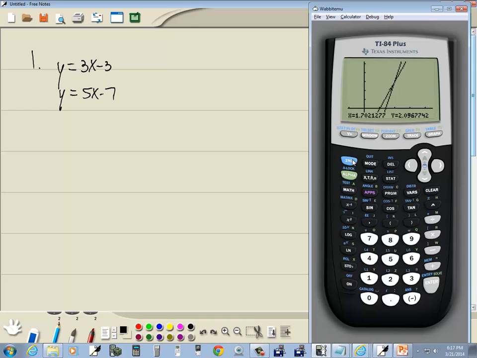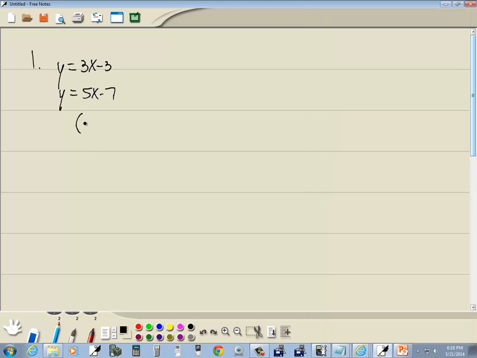But let's see. I'm going to do second, trace, and choose intersect, so I'll press 5. It's asking me for first curve, and notice in the upper left-hand corner it says 3x minus 3. That was what I put on Y1, so we just press enter on that. Then it's asking us for second curve, and up in the upper left-hand corner it says 5x minus 7. That's what we put on Y2, so press enter on that. Now for your guess, since we only have one place they intersect, I don't need to worry about the guess. We can just press enter on it. And it tells us the intersection is at 2, 3. And that would be our answer.